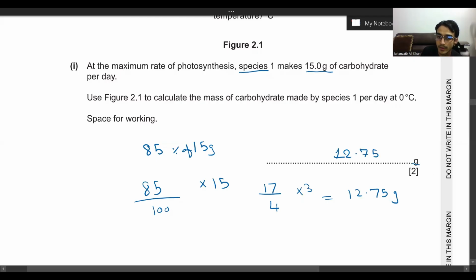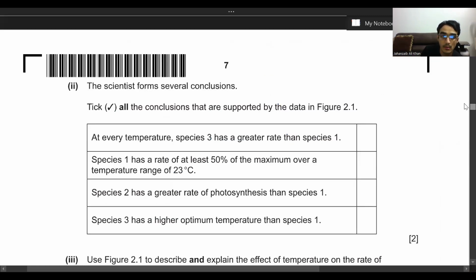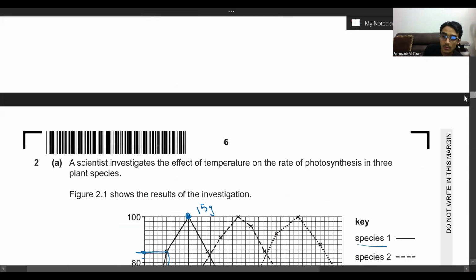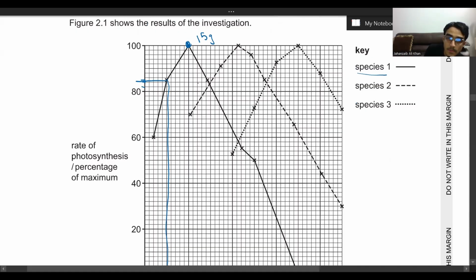They've given us the unit here. If they hadn't, we would have been required to mention it. The scientists formed several conclusions, take all the conclusions that are supported by the data. At every temperature, species 3 has a greater rate than species 1. For this, we'll have to look at the gradient. Species 1 has a much steeper gradient than species 3. You can calculate if you want to, but it is quite visible to me. So that statement is most certainly incorrect.